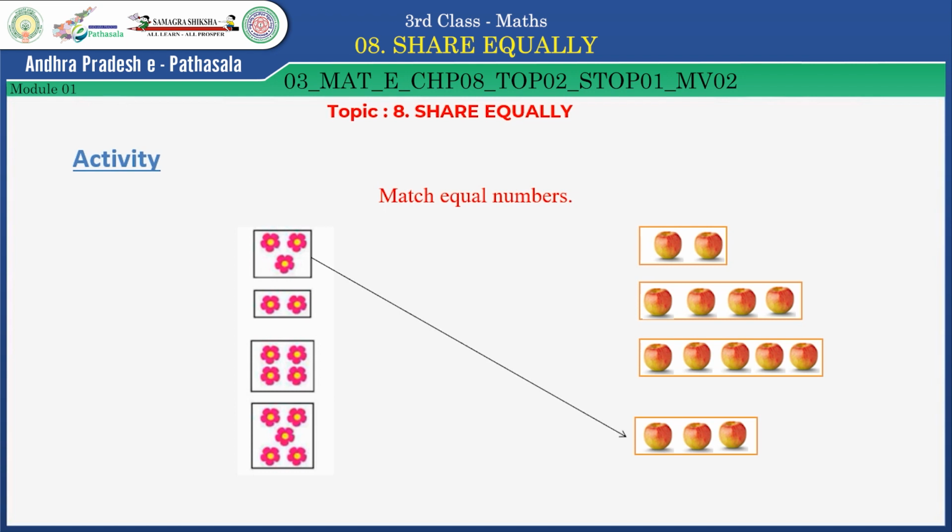Now I am going to match an equal number of apples on the other side. Now I successfully matched 3 flowers with 3 apples. In the same way, 2 flowers are matched with 2 apples, and in the same way, 4 flowers are matched with 4 apples. And in the same way, 5 flowers are matched with 5 apples.